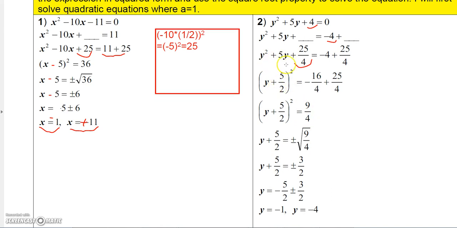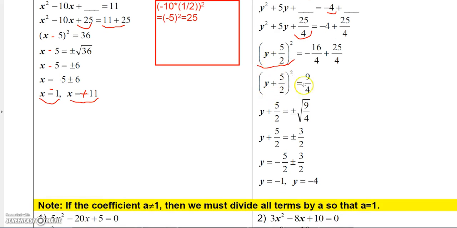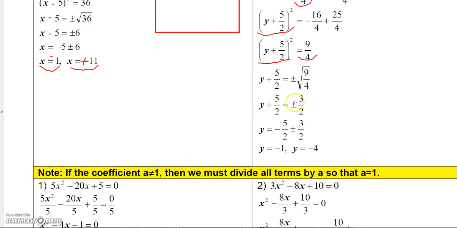Now that we've completed the square, this is actually going to factor into (y plus 5 halves) quantity squared. So after we simplify the right-hand side here, we get (y plus 5 halves) quantity squared is equal to 9 fourths. And now we can apply the square root theorem and just write that y plus 5 halves is equal to plus or minus the square root of 9 fourths. The square root of 9 fourths is 3 halves. So we get y plus 5 halves is equal to plus or minus 3 halves.